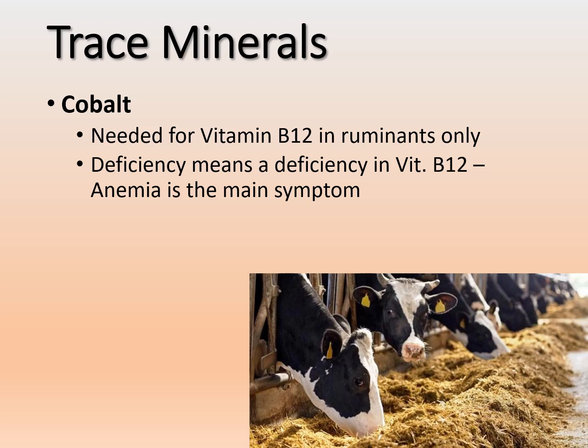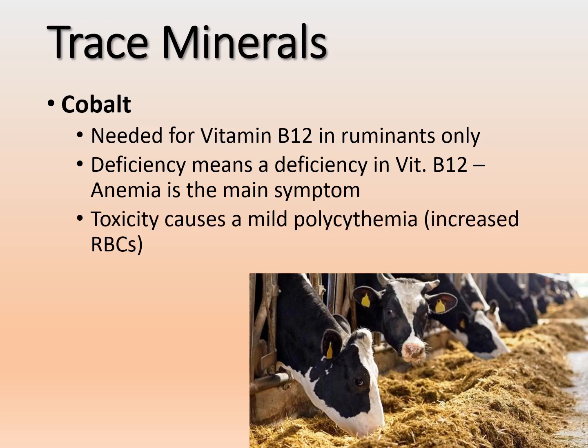So our last trace mineral we'll talk about is cobalt, and cobalt is really only needed in ruminants. So they require cobalt to produce vitamin B12. So any sort of deficiency in cobalt will mean a deficiency in vitamin B12. And with that, you get anemia as the main symptom, so that decrease in red blood cells.